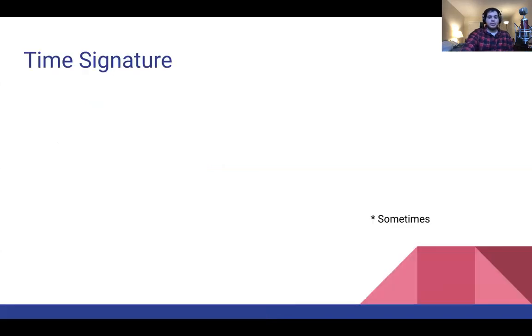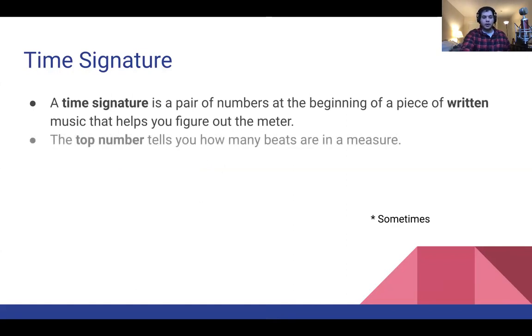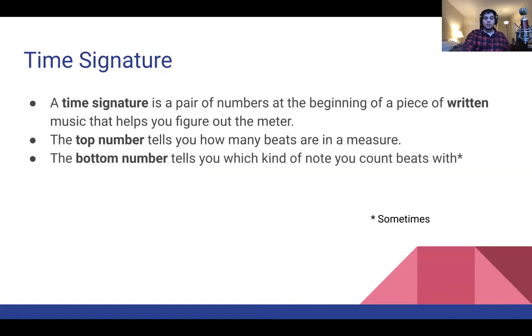Time signature. This is what we're really working with today with your assignment. A time signature is a pair of numbers at the beginning of a piece of written music that helps you figure out the meter, how we are organizing the beats. The top number tells you how many beats are in a measure, and the bottom number tells you which kind of note you count beats with. Usually. Okay, sometimes. Okay, it's kind of complicated. We're going to get to that. That's a level 3 kind of thing.